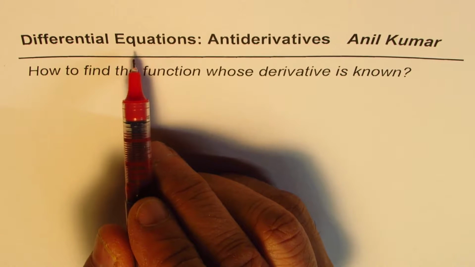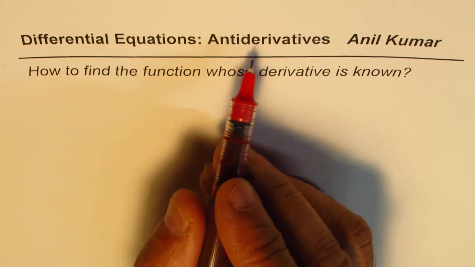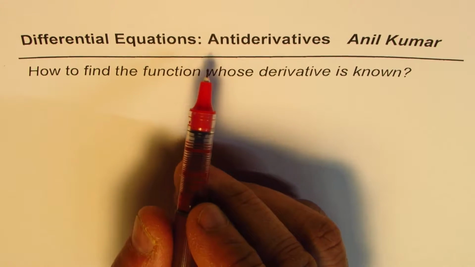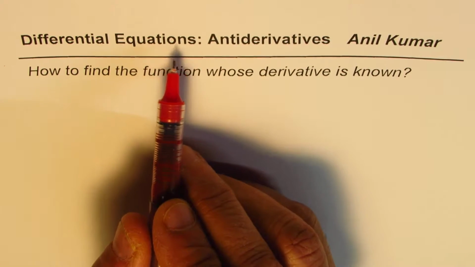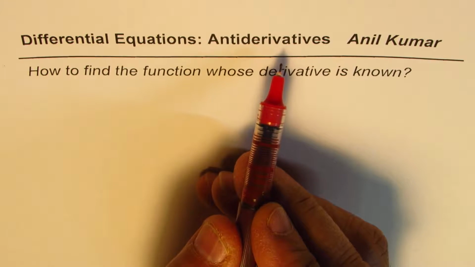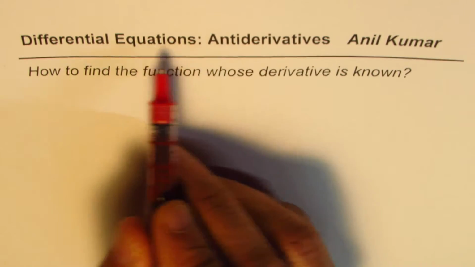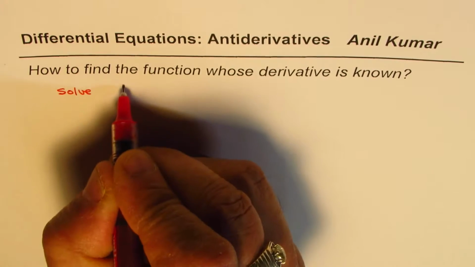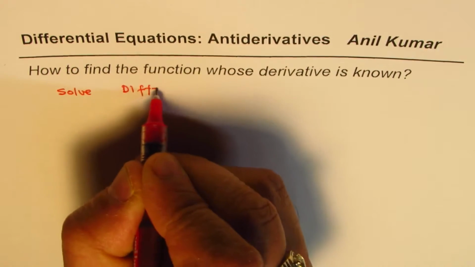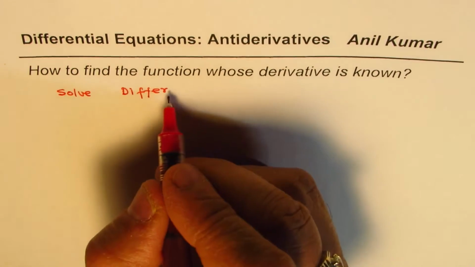We get differential equations from differentiating some functions, correct? So if I am finding the solution of a differential equation, we are trying to get the function. That's the whole idea. So it's kind of going reverse, right? So what does solve differential equation mean? Let's first understand that, and then we'll come to the point.